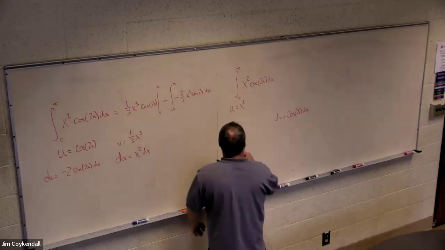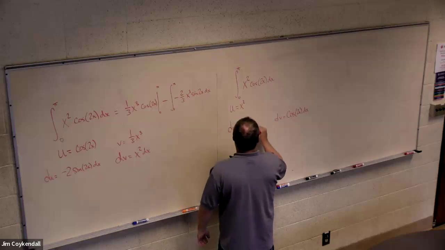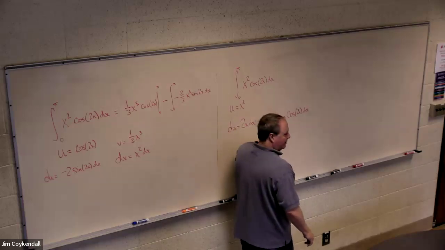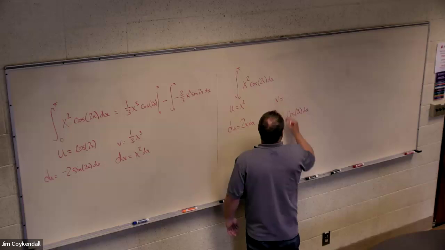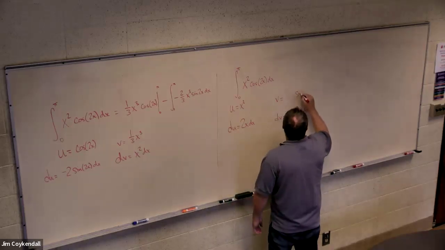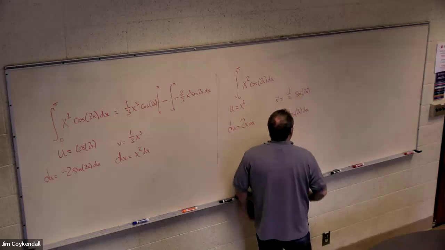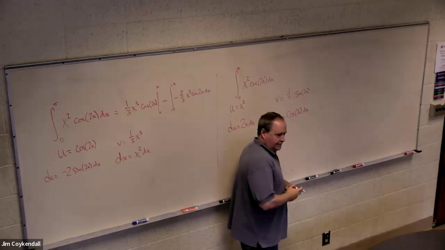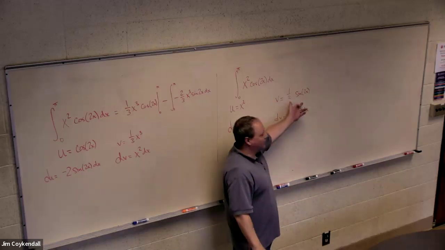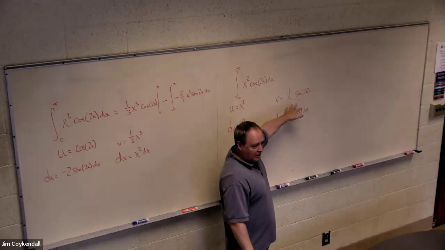Derivative of this. What's the antiderivative of this? It's like sine 2x, right? But I need a 1/2 to adjust that. Basically, this is the easiest kind of substitution. Everybody follow what we did there?